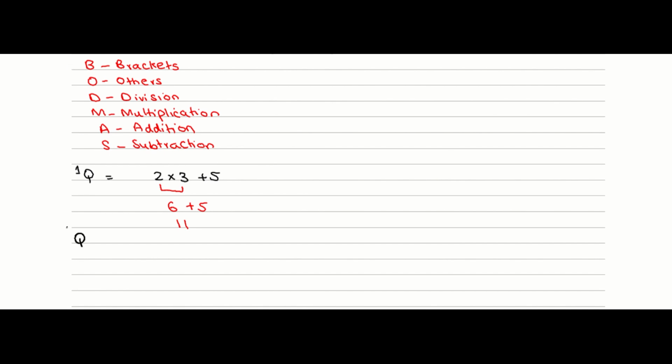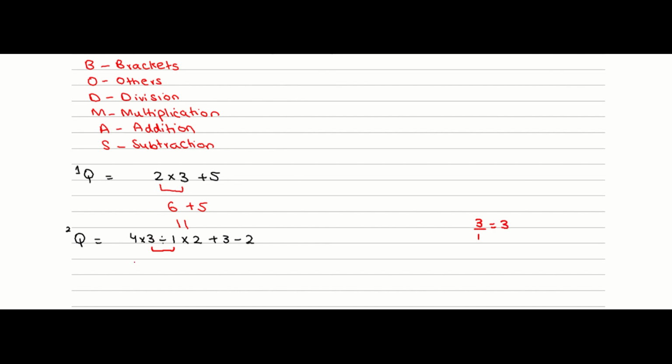Then question number 2. Question number 2 is 4 times 3 divided by 1 times 2 plus 3 minus 2. We will do the same thing. We see if we have any brackets. We don't have any brackets. We don't have anything like others, but we have division. The division sign is between 3 and 1, so we have to perform the division first. 3 divided by 1 gives you 3, so instead of this you can write 3.